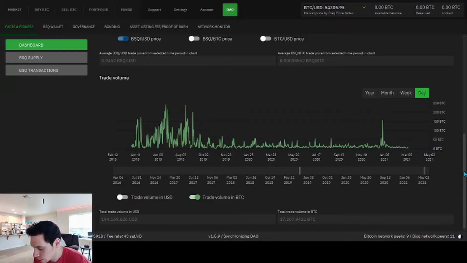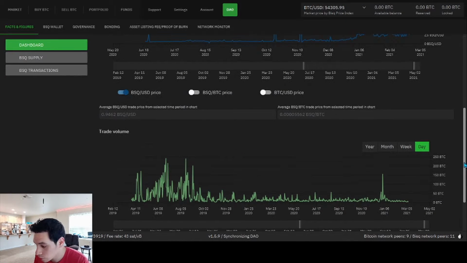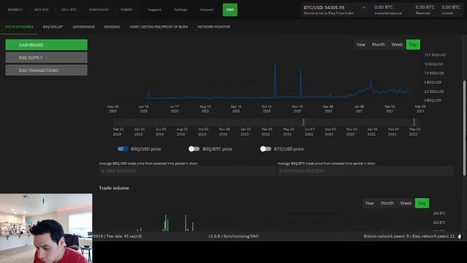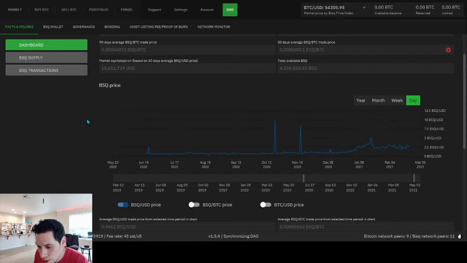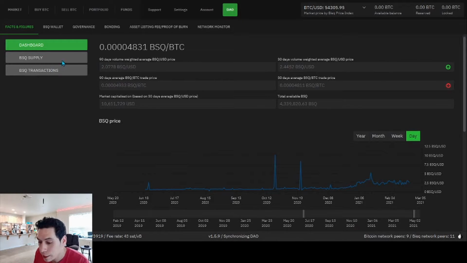Pretty cool. Damn, look at all that volume in January. That was one of the crazier months for Bisq volume. And of course, at the very bottom, you have total trade volumes, just raw numbers you can look at. 17,000 Bitcoin total trade volume. Pretty cool. So yeah, that is the dashboard under facts and figures. I think they've added a little bit more.